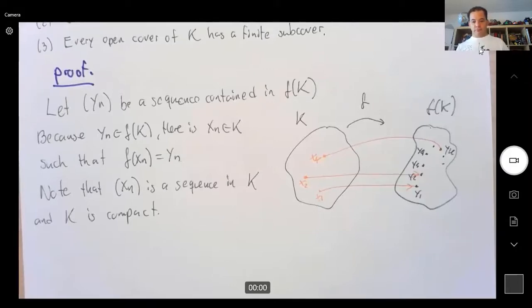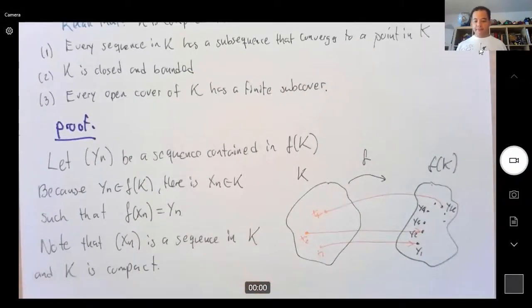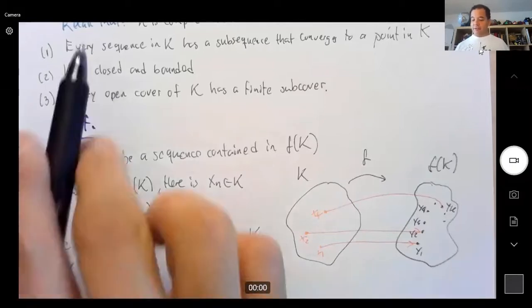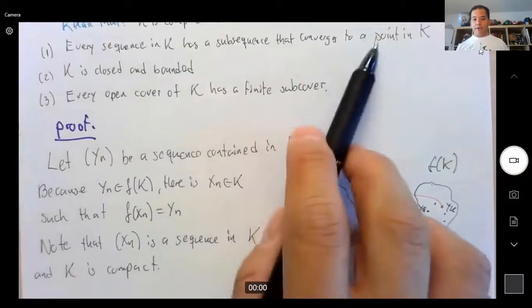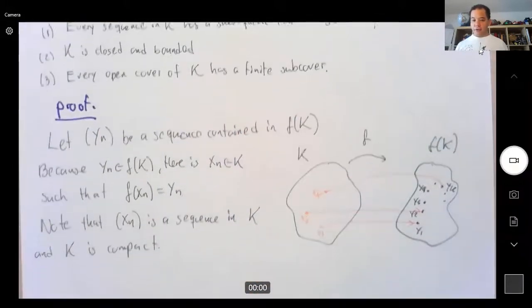Bounded. Say it again. Bounded. Yeah, it is bounded, yes, but let's go back to definition number one. It's right here on the top. Yeah, it has a convergent subsequence, right? Yeah, that's what I want to use. Every sequence in a compact set has a convergent subsequence to a point in K, all right? So that's what we're gonna use.